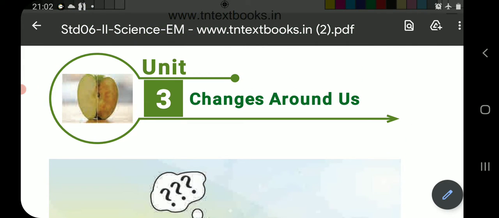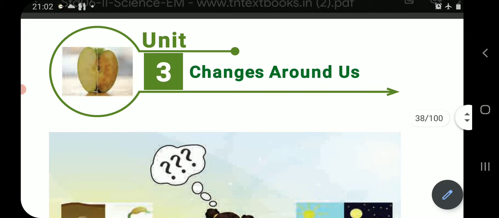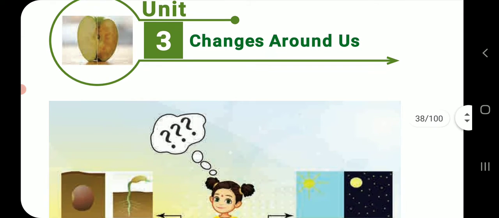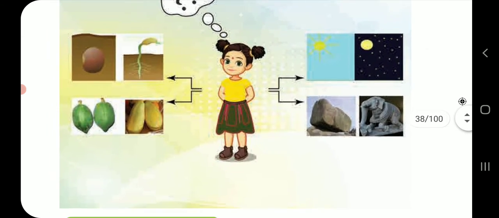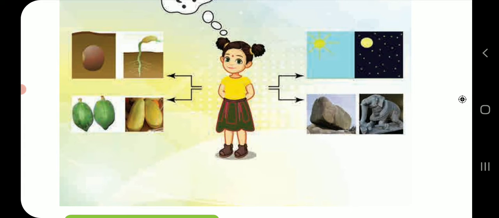Okay, this is going to be a very interesting and easy part in science. Children, tell me one thing, which is the constant thing in the world? Okay, the constant thing in the world is change.